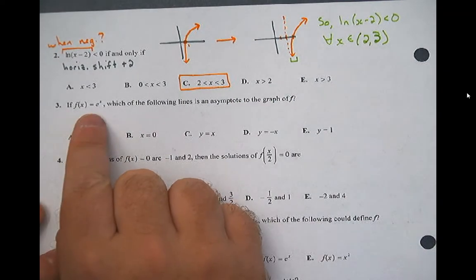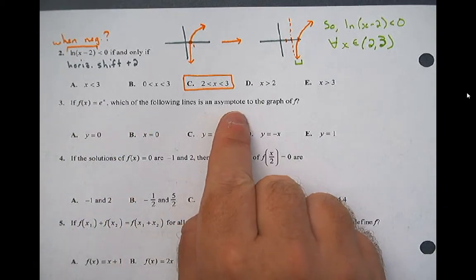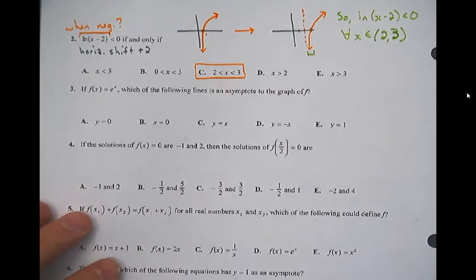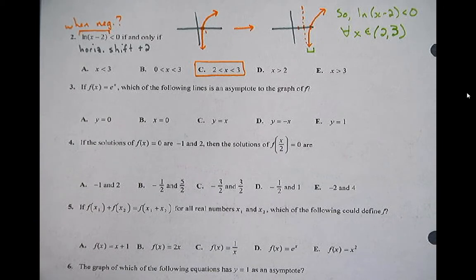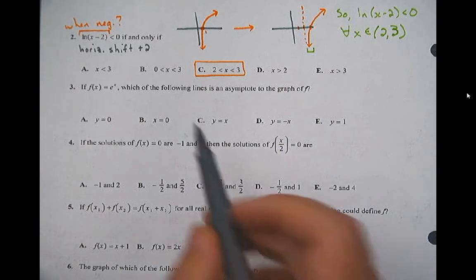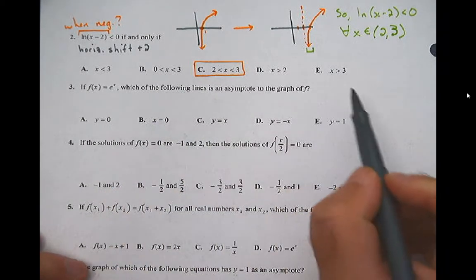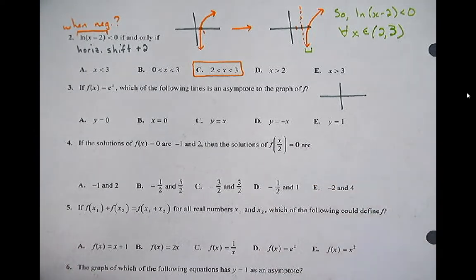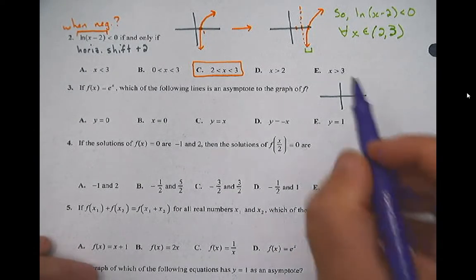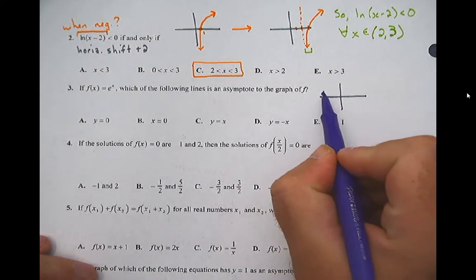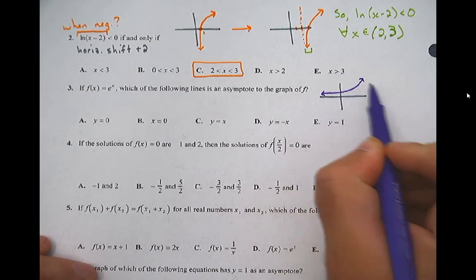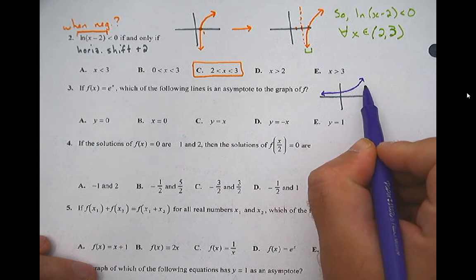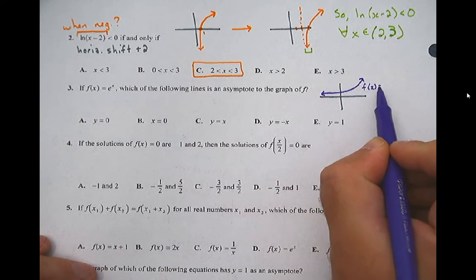If f of x equals e to the x, which of the following lines is an asymptote? Oh, that's an easy one. You should be able to do this one. Pause it if you haven't yet. So what do I need to look at? I need to know what e to the x looks like as a graph. So I'm going to sketch that first. E to the x is like all exponential functions. Start asymptotic, launch off to infinity. There's the graph of f of x equals e to the x.